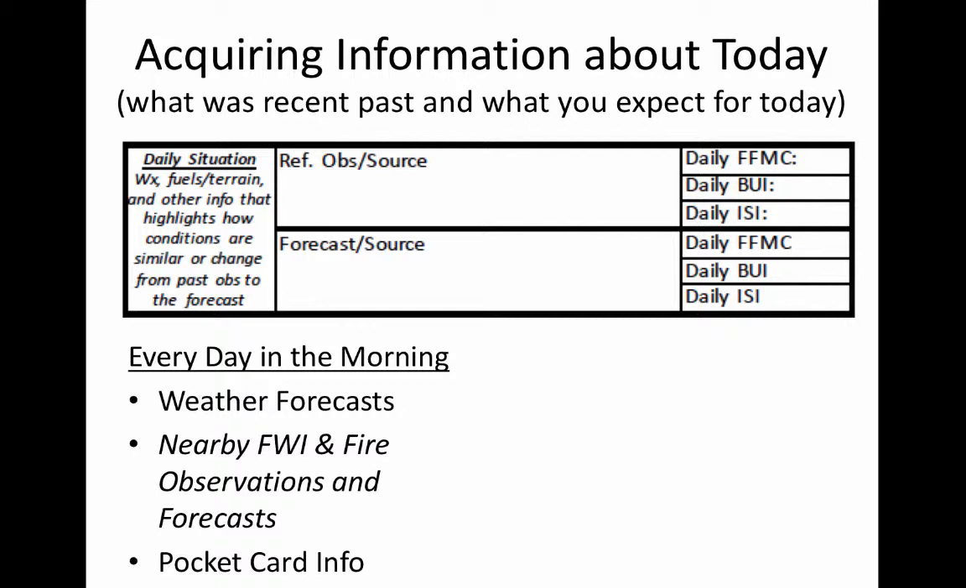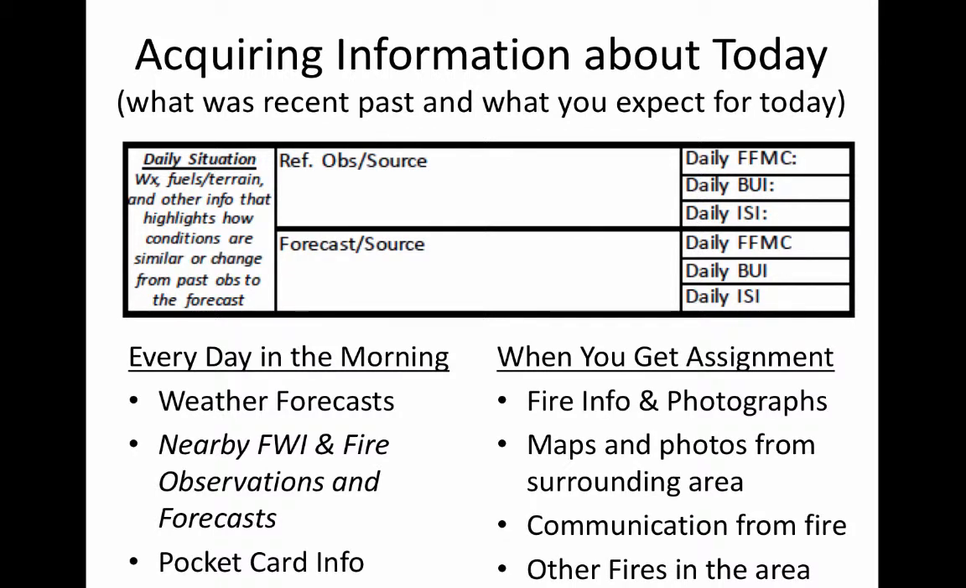Begin in the morning, gathering weather forecasts, nearby FWI codes and indices from yesterday, today, and tomorrow, and any pocket card information that will help you interpret how dry the season is becoming. When you get your assignment, become more familiar with the specifics of the fire location. Check out any information from the incident, collect maps and photo imagery that can help you interpret fuels and terrain ahead of the fire, and get a briefing from fireline personnel. Check out situation reports from neighboring fires, but really get a feel for how fires burned yesterday so that it can help you interpret what you expect today.